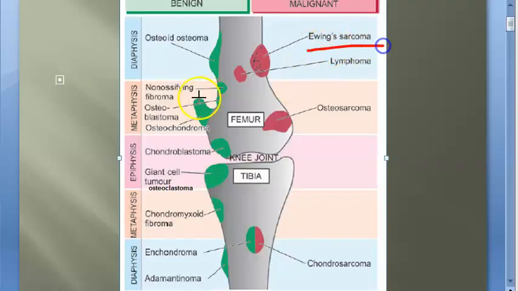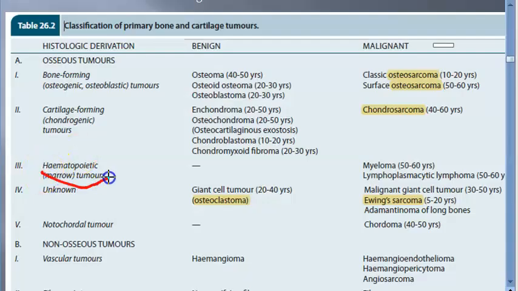Ewing's is affecting what? Diaphysis, okay. And what about multiple myeloma? It will affect bone marrow. So if you see here, hematopoietic marrow tumors, myeloma, okay.